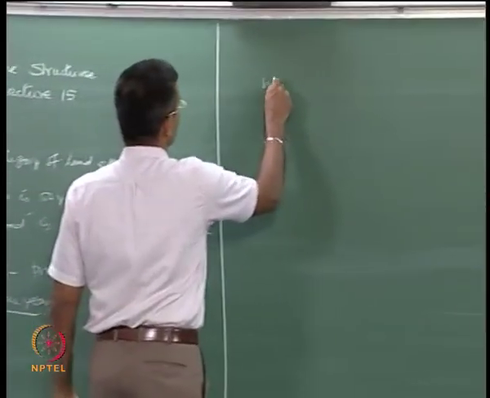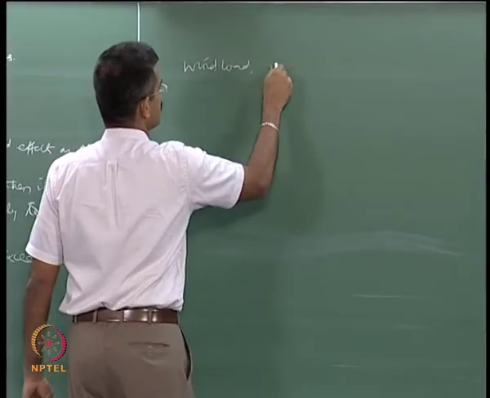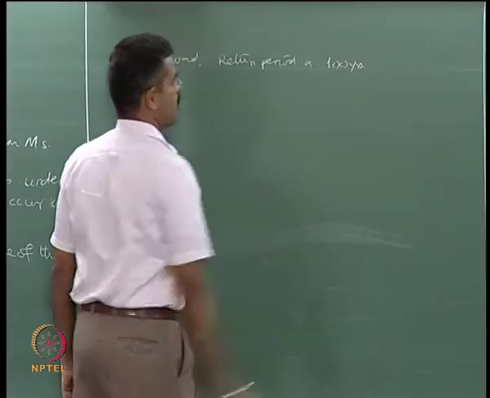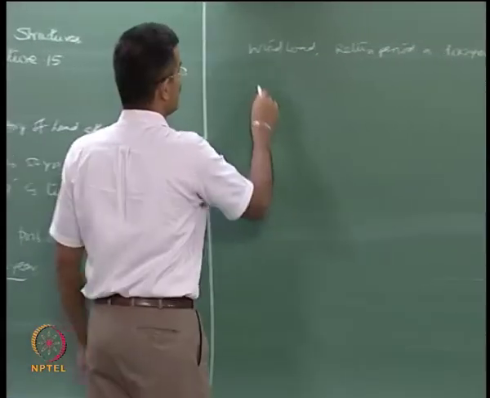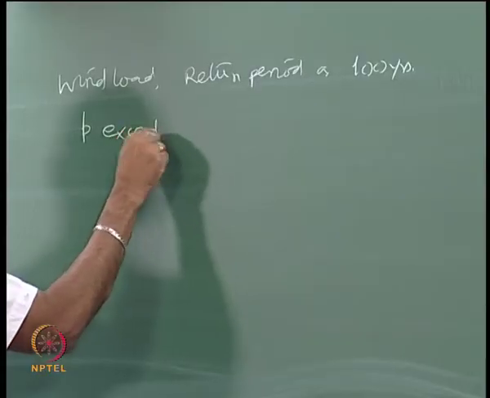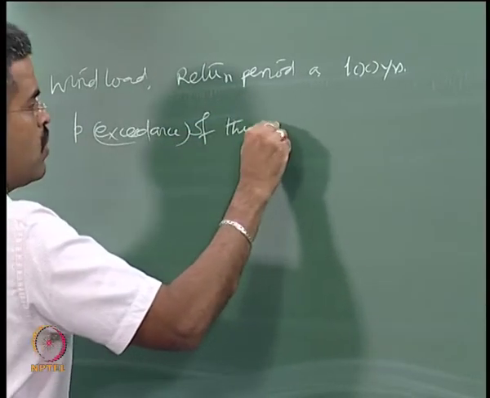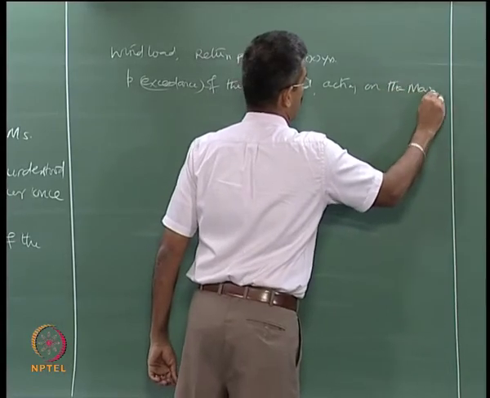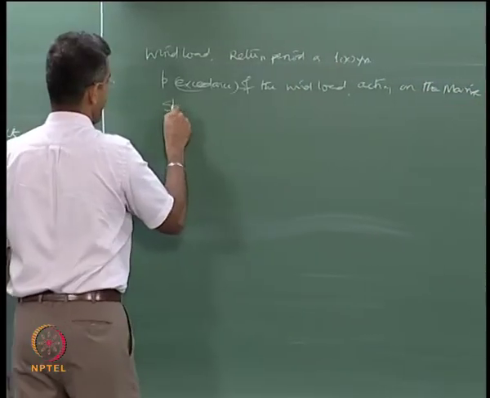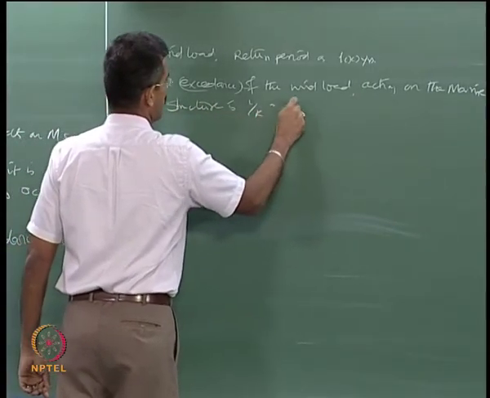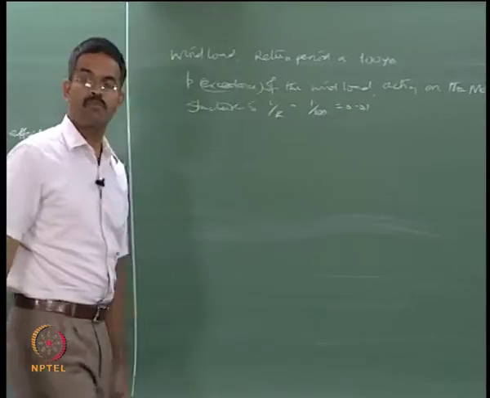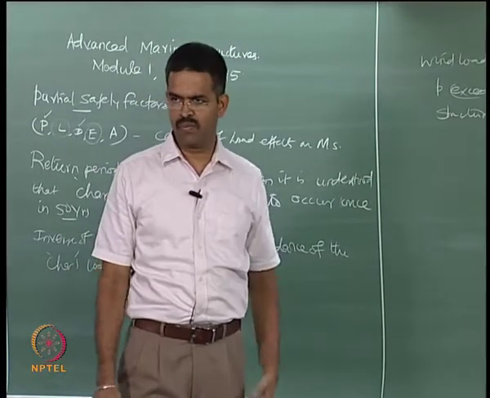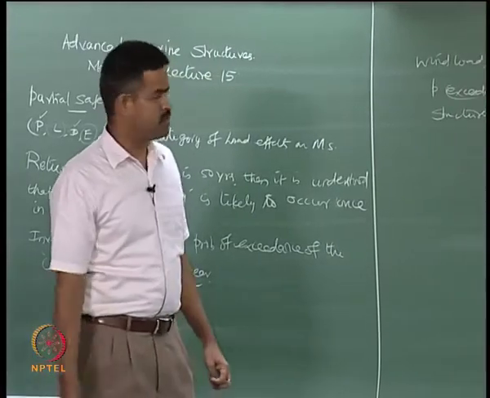Let us say for example for wind load I have the return period as 100 years. So I can quickly say the probability of exceedance of the wind load acting on the marine structure is 1 by r, which is 1 by 100, which is 0.01, that is the probability. So 99% will not exceed, 1%, that is 0.01, it may exceed the value. That is how it can be very clearly understood what the meaning of this is.